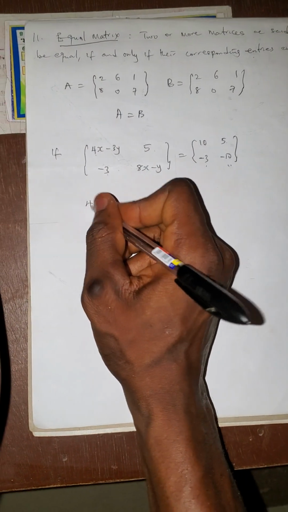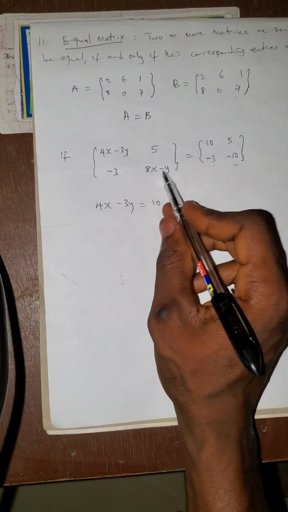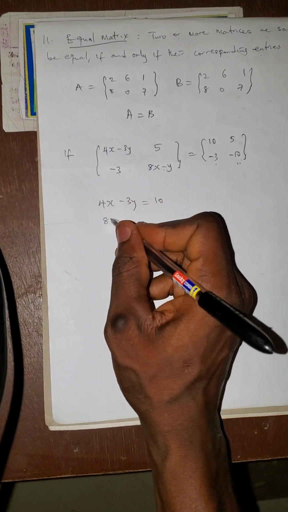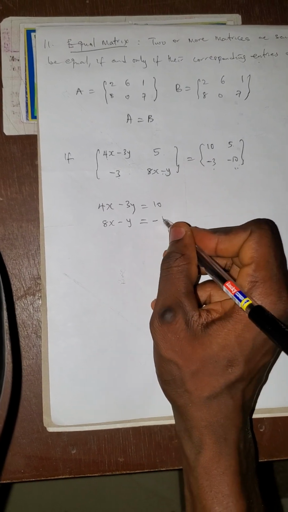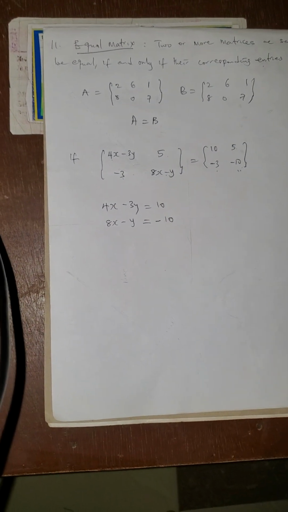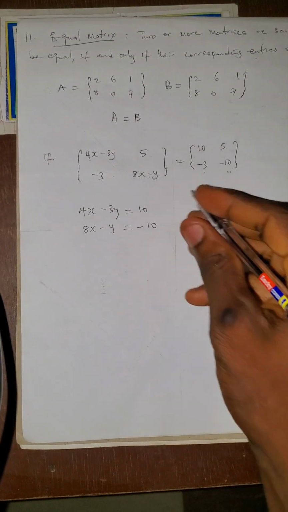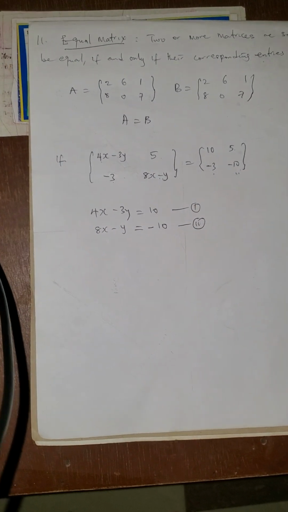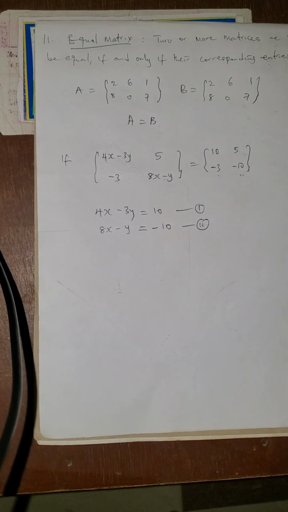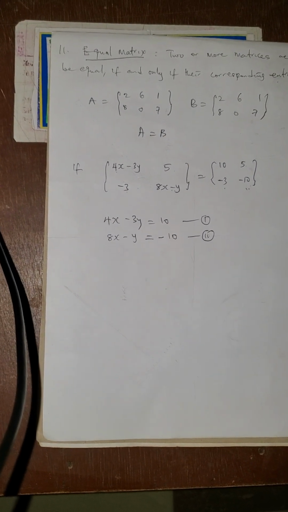So we bring the equation: 4x minus 3y is equal to 10. Then this other side should be equal to this, that means 8x minus y is equal to minus 10, according to it. This is equation 1, this is equation 2. Now how can we find x, and how can we find y?